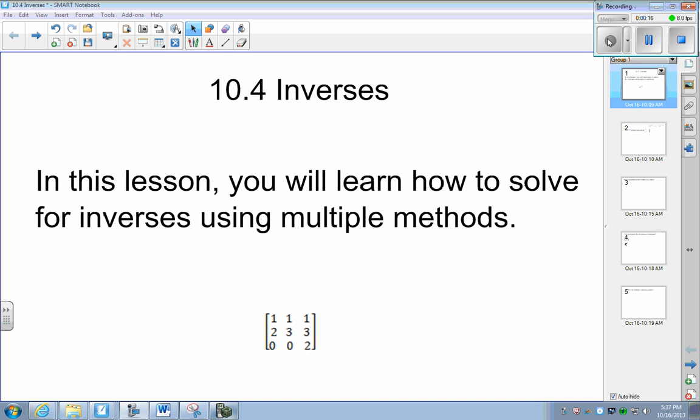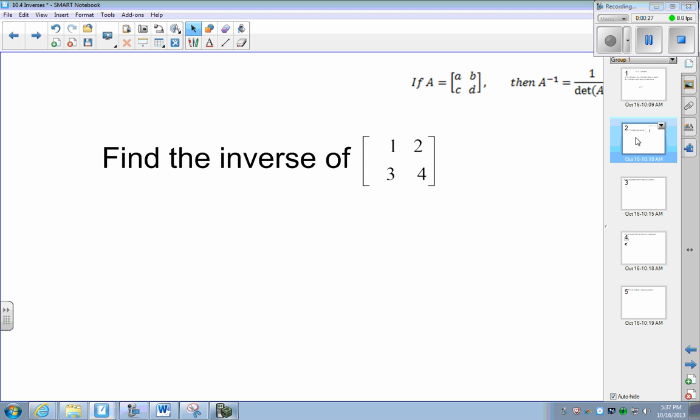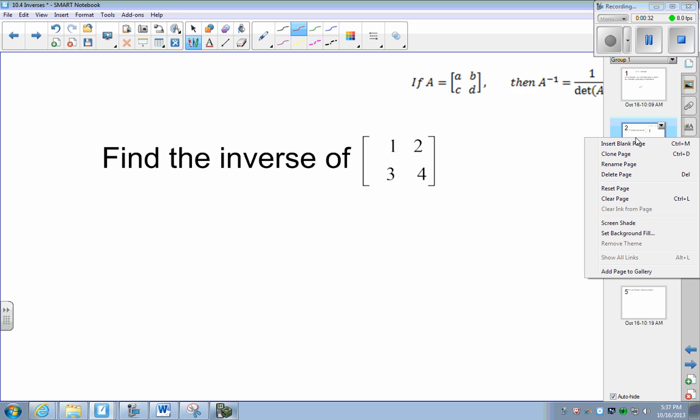And so by the end of today's video, you guys should be able to solve for the inverses of any n by n matrix using multiple methods. So this 3x3 right here, we're going to be solving here in a second. But before we do that, let's go ahead and review how to find the inverse of a 2x2 matrix.